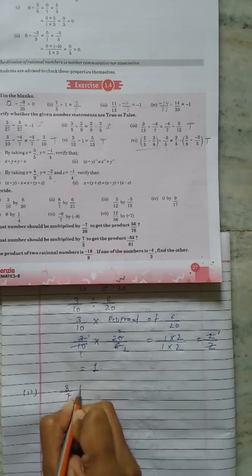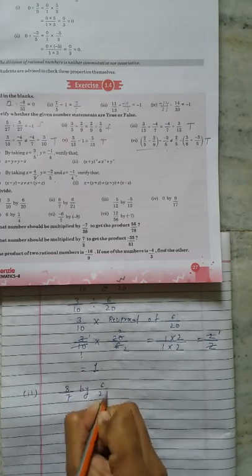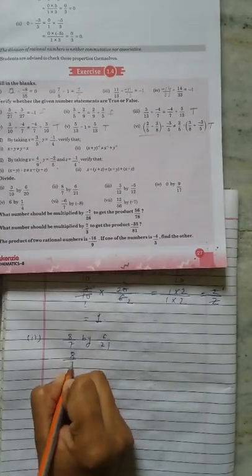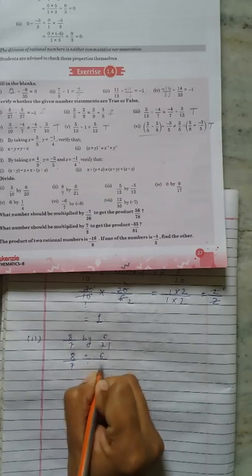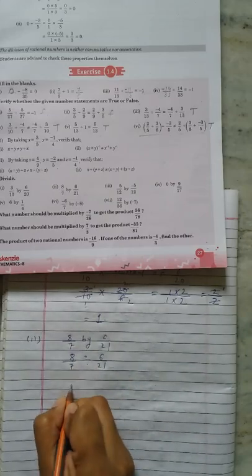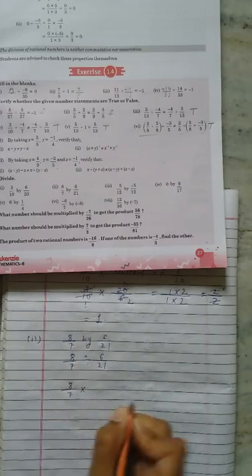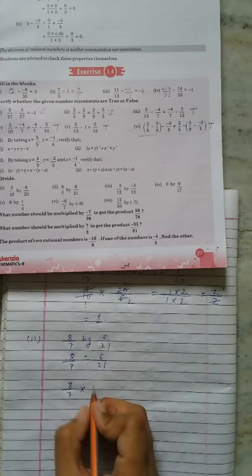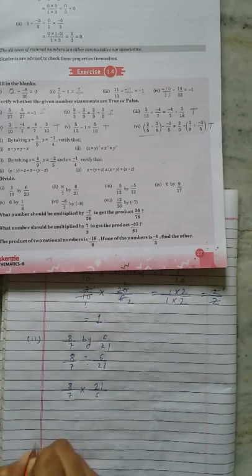Understand? Now see the next question: 8 upon 7 divided by 6 upon 21. So how is it divided? 8 upon 7 divided by 6 upon 21. We will write here 8 upon 7 as it is multiplied by the reciprocal of 6 upon 21. So the reciprocal of 6 upon 21 is 21 upon 6.